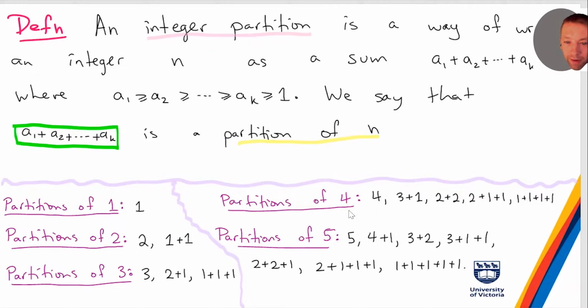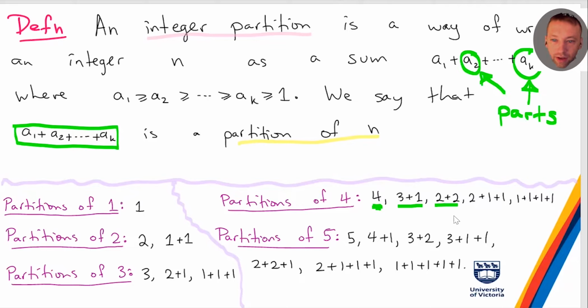So for example, if I look at the number 4, how many partitions are there? Well, I could take just 4, a1 equals 4, or I could take a1 is 3, a2 is 1. So I take 3 plus 1, or I take 2 plus 2. Those are all the partitions into 2 parts. By the way, these are called parts of the partition. If I want to break 4 into 3 parts, I have 2 plus 1 plus 1, and that's the only way to do it. Or I have 1 plus 1 plus 1 plus 1 into 4 parts.